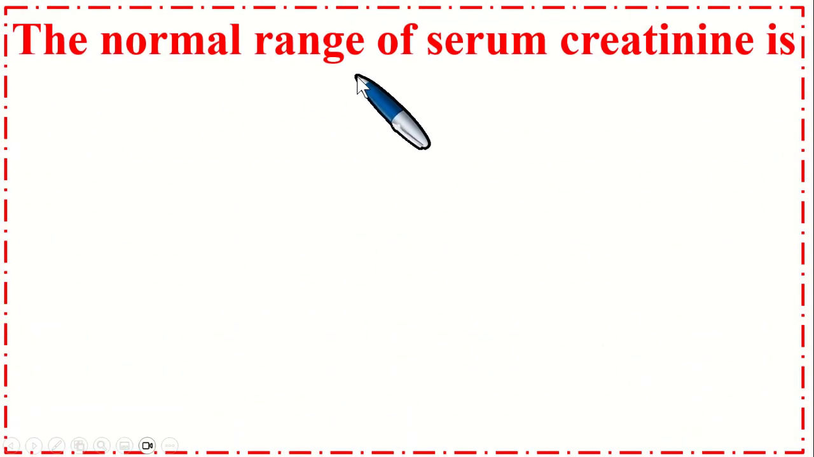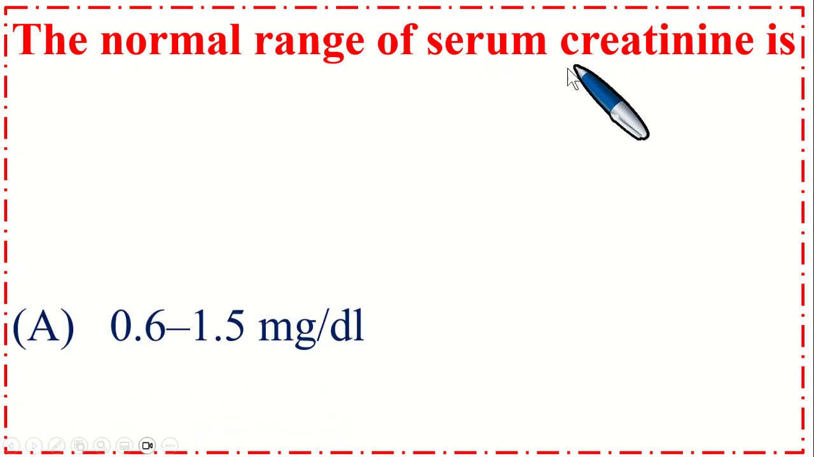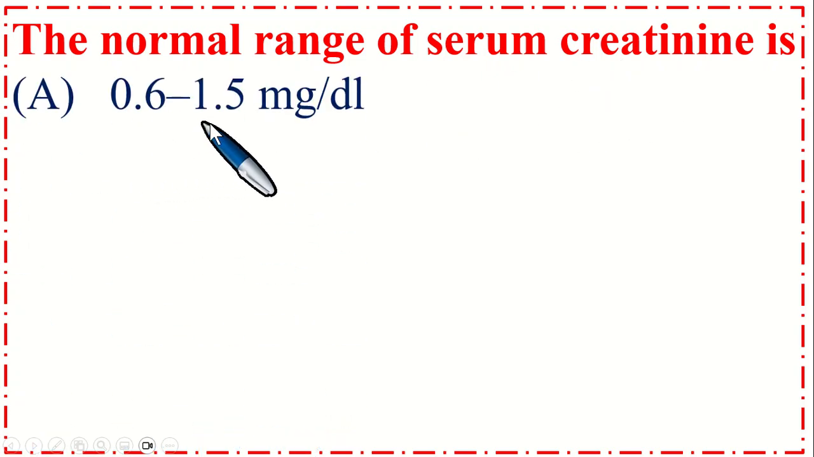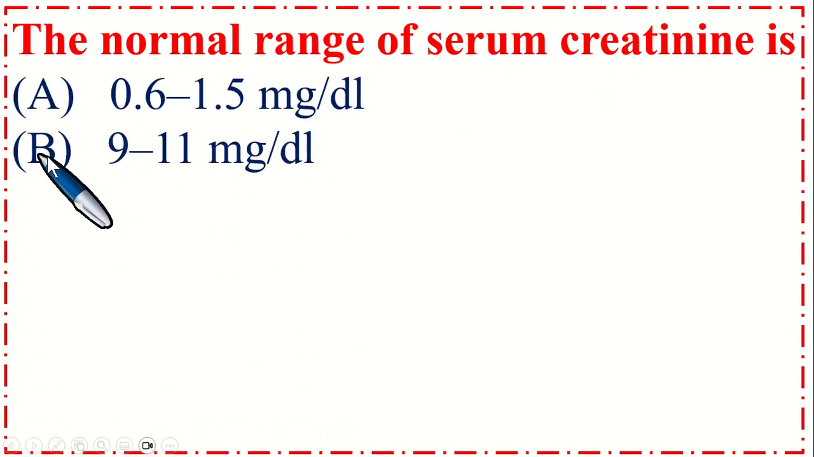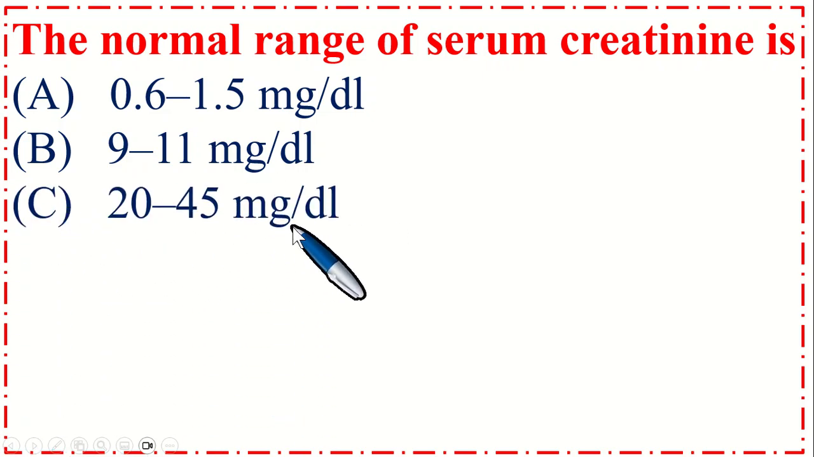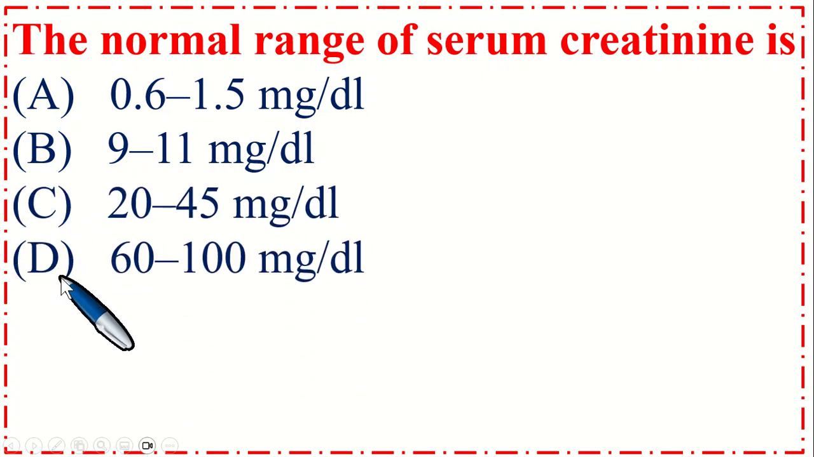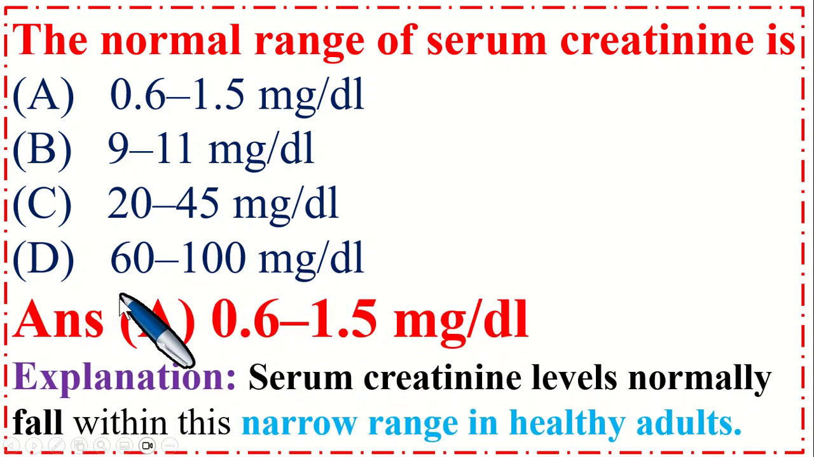The normal range of serum creatinine is option A 0.6 to 1.5 mg per deciliter, B 9 to 11 mg per deciliter, C 20 to 45 mg per deciliter and option D 60 to 100 mg per deciliter. So the correct option is A, 0.6 to 1.5 mg per deciliter. Explanation: serum creatinine levels normally fall within this narrow range in healthy adults.